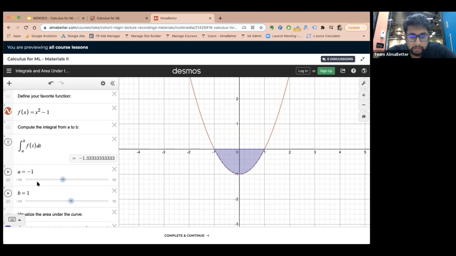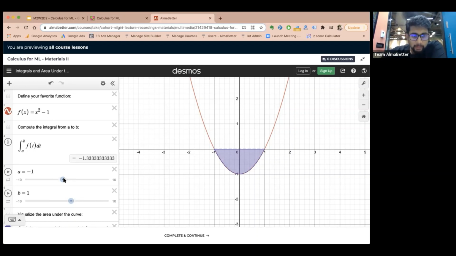So if I integrate this function between -1 to 1, it is coming out to be -1.33, right? So this area is coming out to be -1.33. Why is this negative? Okay, yeah, so you have got it correct. It is because the area lies below the x-axis. So whatever lies below the x-axis will be taken as negative, and whatever lies above the x-axis will be taken as positive, right?